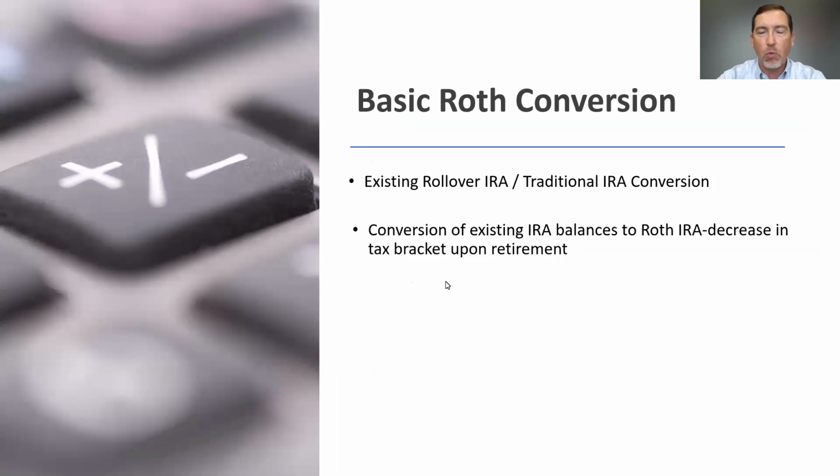The first one is the basic Roth conversion, and that really consists of a rollover IRA or a traditional IRA being rolled into a Roth. You're basically taking an IRA balance and rolling it to a Roth to decrease your tax bracket upon retirement. And what I mean by that is converting over and utilizing a Roth can help you down the road with your taxes.